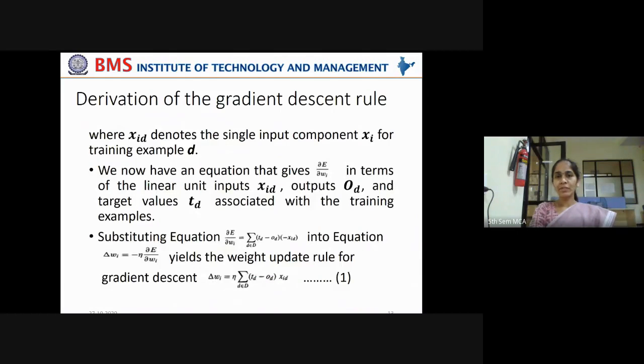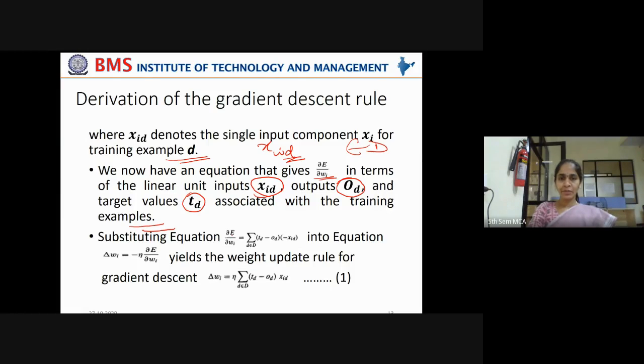Here XID denotes the single input component Xi for training example D. That is why we represent it as XID. It denotes the single input component Xi for the training example D, among all the training examples, capital D. Now we have an equation that gives dou E by dou Wi in terms of the linear unit inputs XID, outputs OD, and the target values TD. You have all the terms associated with the training examples. This equation has all the terms now derived.